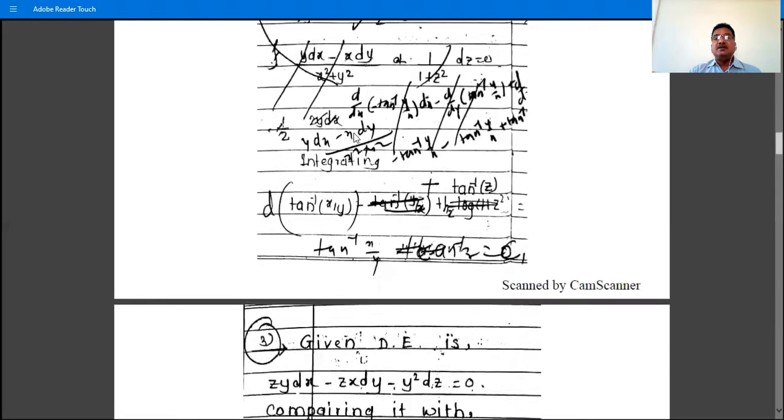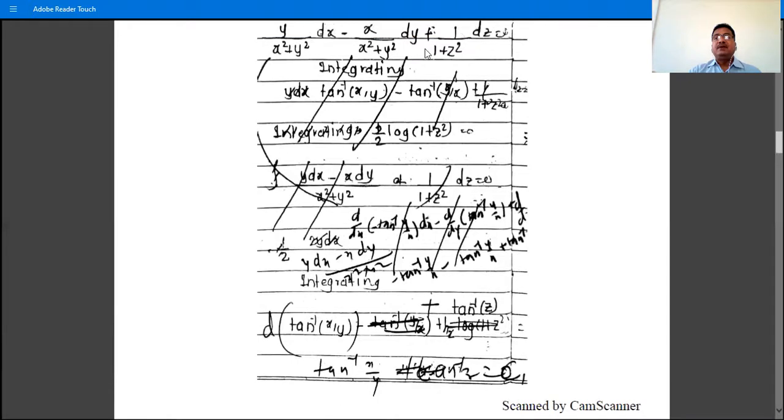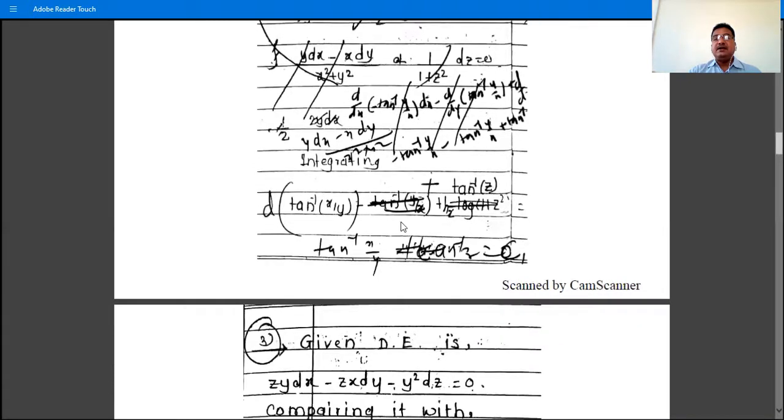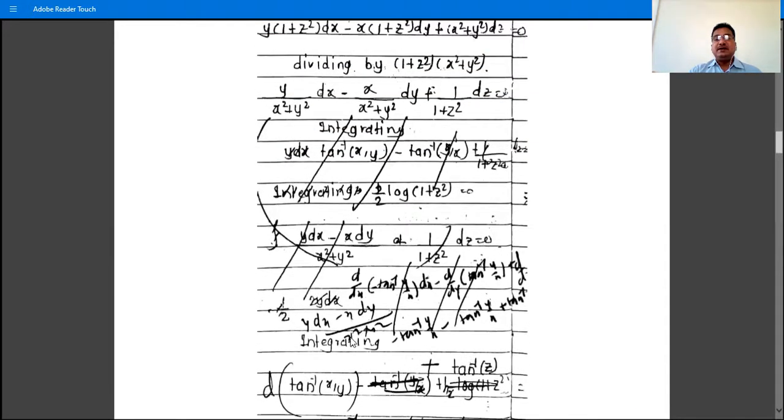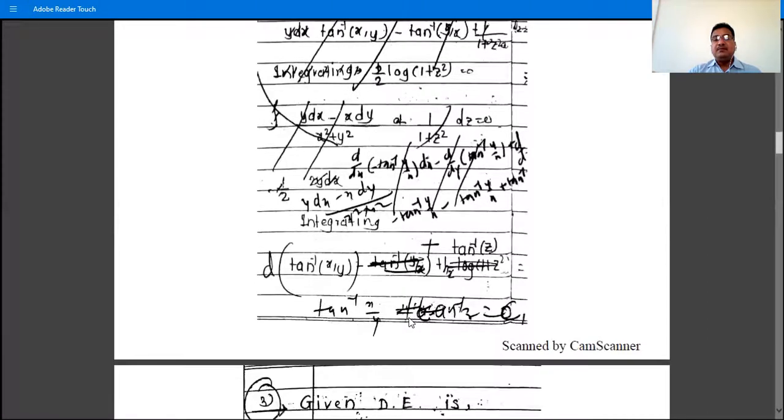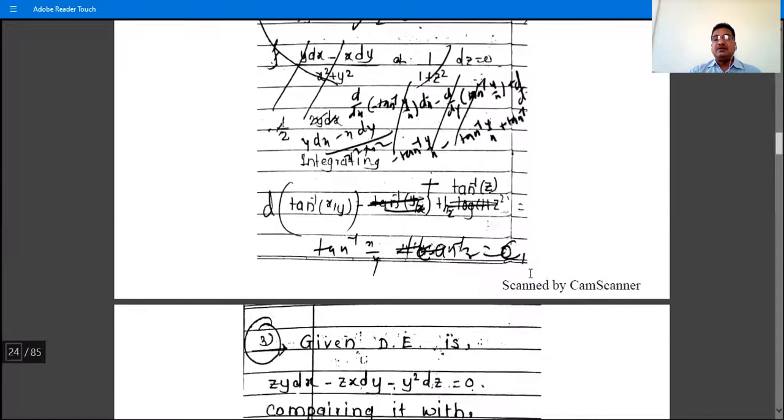And (y dx − x dy)/(x² + y²) is the derivative of tan⁻¹(x/y). If we find the derivative of tan⁻¹(x/y), then it is (y dx − x dy)/(x² + y²). And 1/(1 + z²) is the derivative of tan⁻¹ z. Therefore, after integration, we have tan⁻¹(x/y) + tan⁻¹ z equal to a constant of integration. So this is the solution.